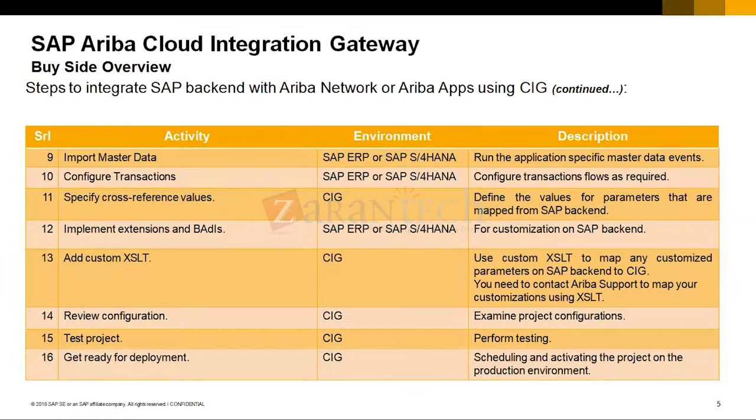Okay. Then apart from that, in the last step we have to review all the configuration. We have to perform end-to-end testing, the comprehensive testing. And if your testing is okay, that means you are now ready for the deployment. So these are the different things that we have to perform as part of the CIG implementation with the help of the different team members.